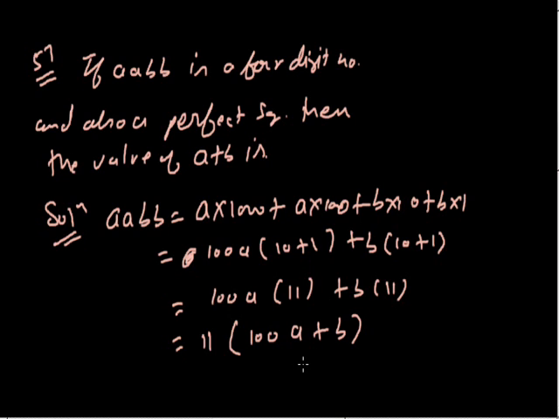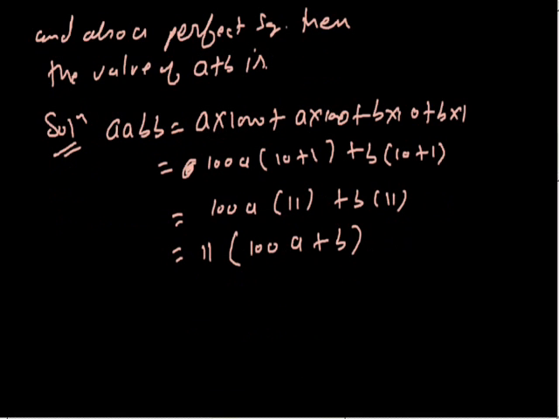So as it is given in this question, double A double B is a perfect square. So as one factor of double A double B is 11, this number definitely contains a multiple of 11. This should be a multiple of 11 because one factor is 11 coming here. So definitely this will contain one factor of 11. So we can say 100A plus B should be divisible by 11.